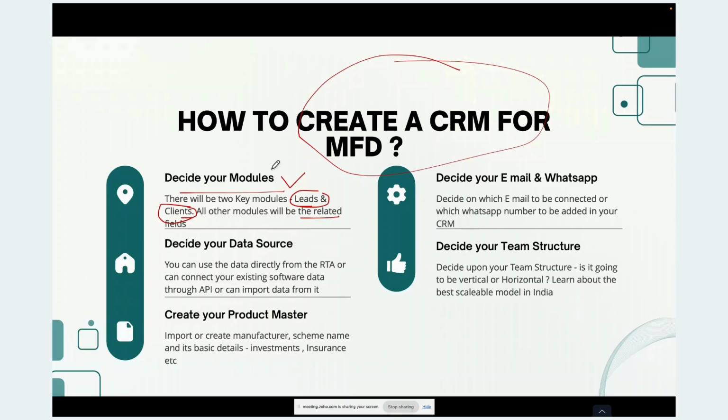So Zoho gives you a raw module. You have to rename it according to your business, and design it according to your choices. Then we decide your data source, that from where you are going to update and feed the data to the CRM, because the CRM should know what your client details are, what their email and mobile are, how much they have invested, what their AUM is, what their SIP is, how many insurances they have bought, when the renewal is, everything. So your CRM should know that.